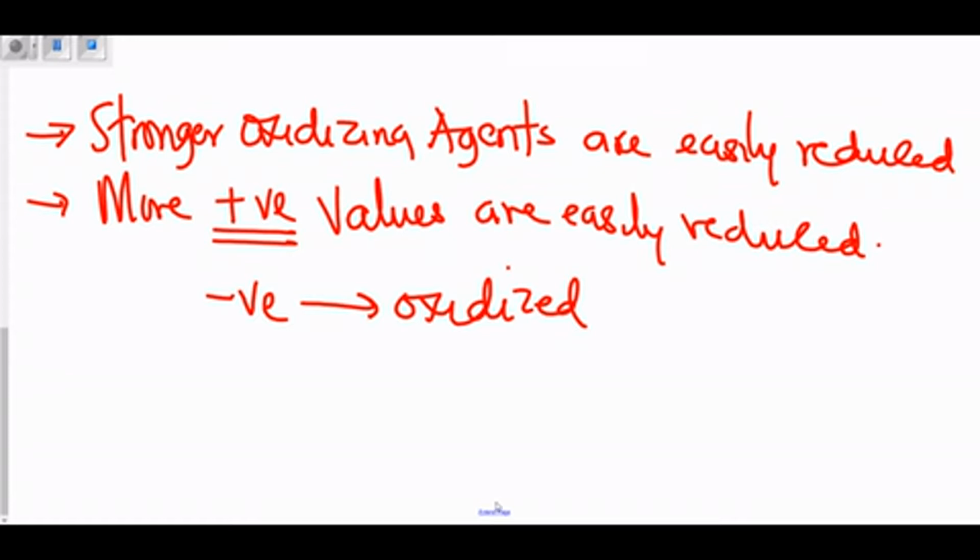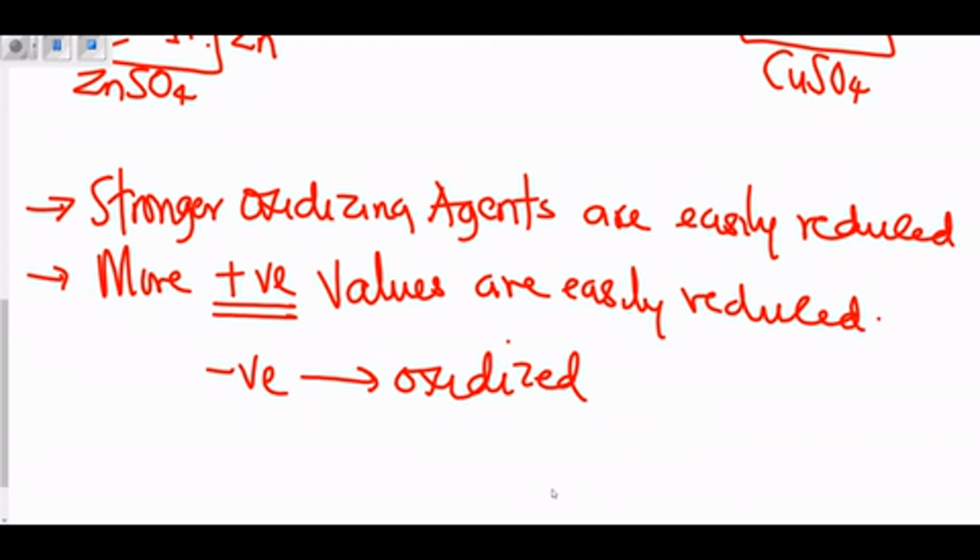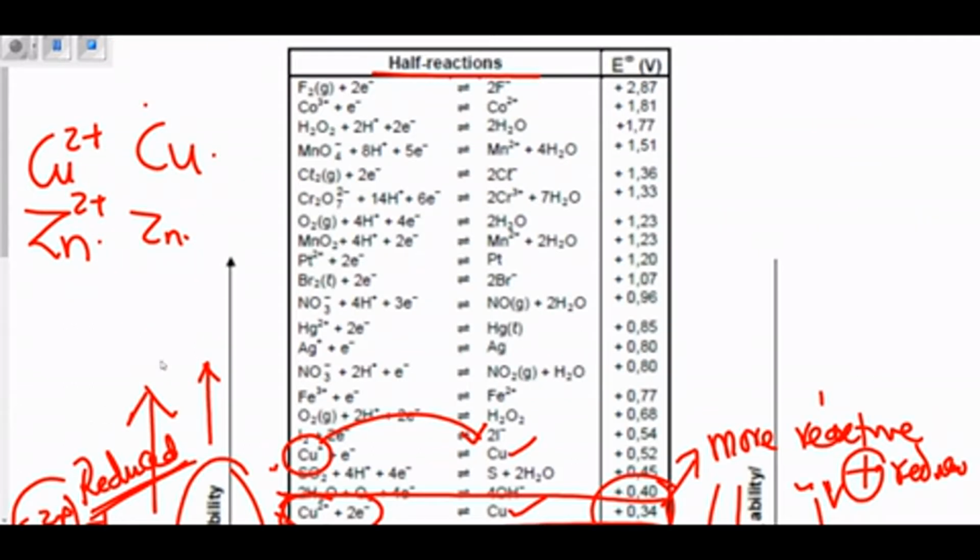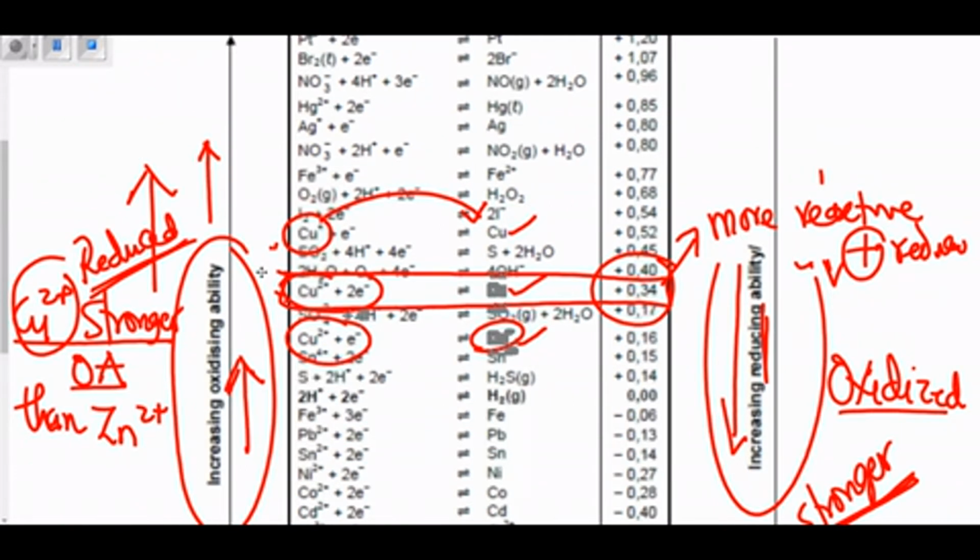So in this case, we have ascertained. Let's go back to that table quickly just to check something. Now we have ascertained that copper 2 plus will be reduced. Where does reduction take place? Red cat.